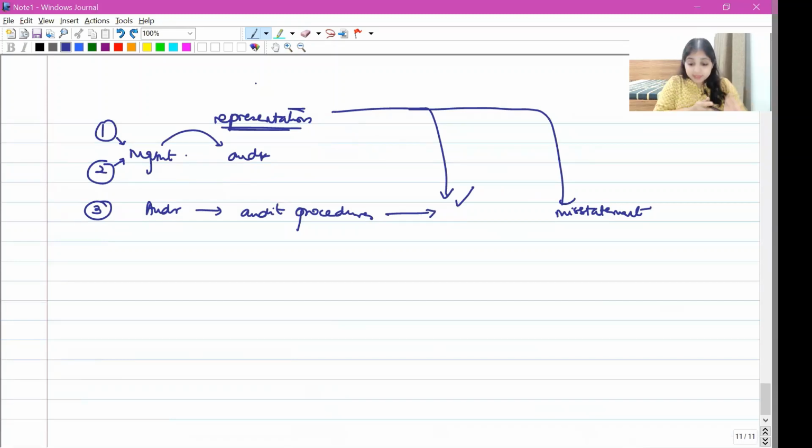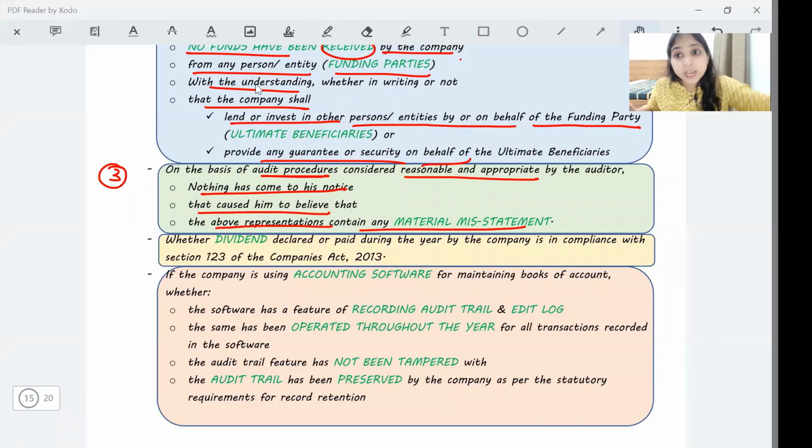First 2 points is whether the management has given representation to the auditor. Third point, we're putting responsibility on the auditor. Auditor, you do your audit procedures and you check whether what the management is saying is correct or not.